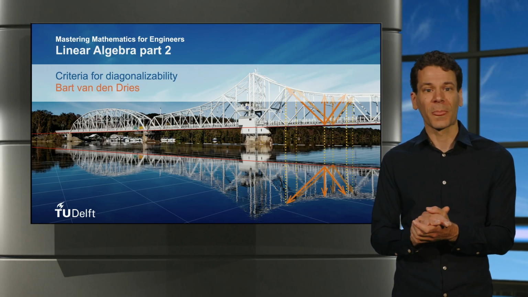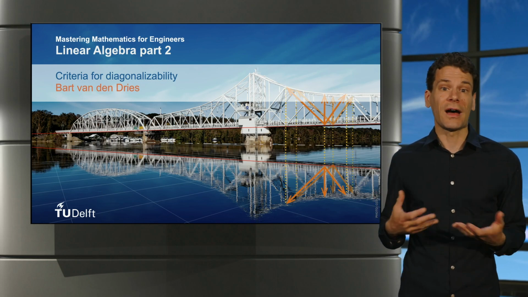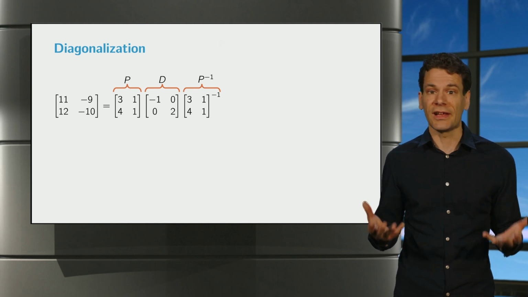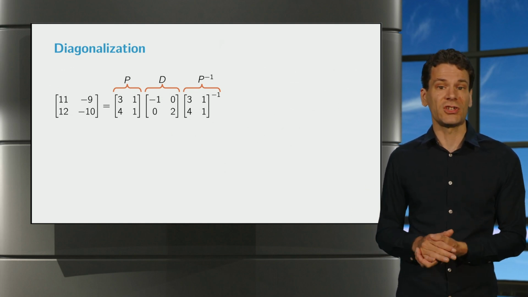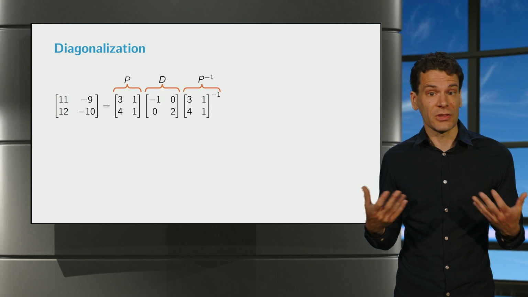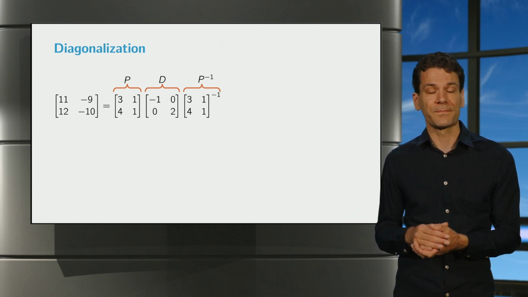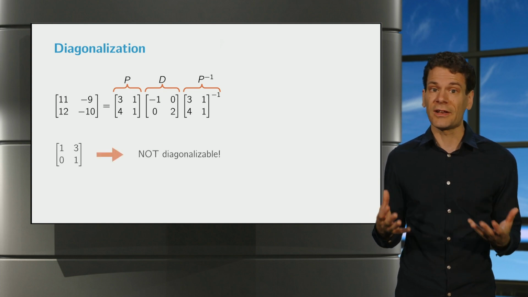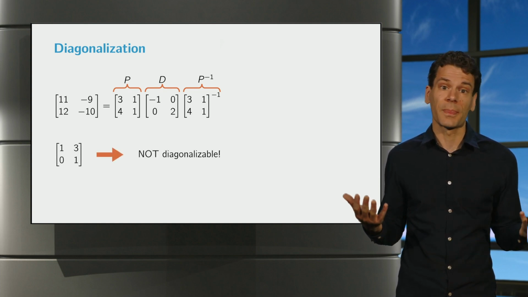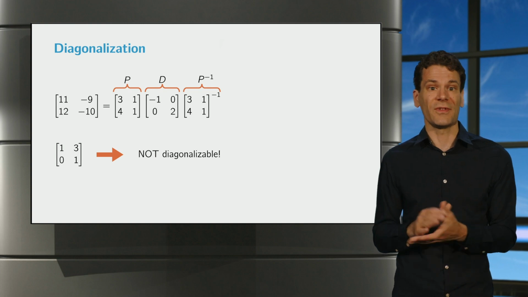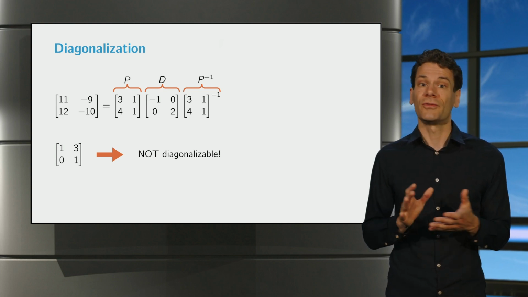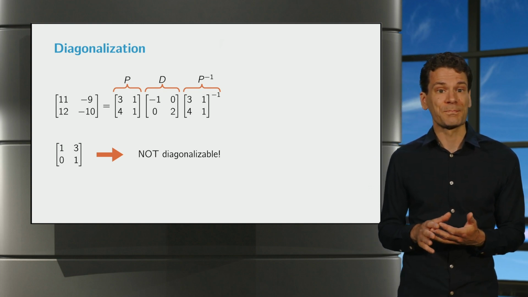Welcome back. In the previous video you saw how some matrices can be related to a diagonal matrix through a diagonalization. Such a relation can simplify computations, for example in the calculation of powers of a matrix. You also saw that not every matrix can be diagonalized. I'd like to address this issue in this video and show you criteria for diagonalizability of a matrix.